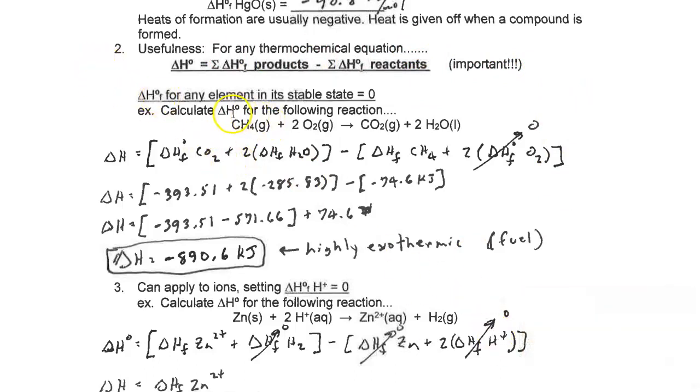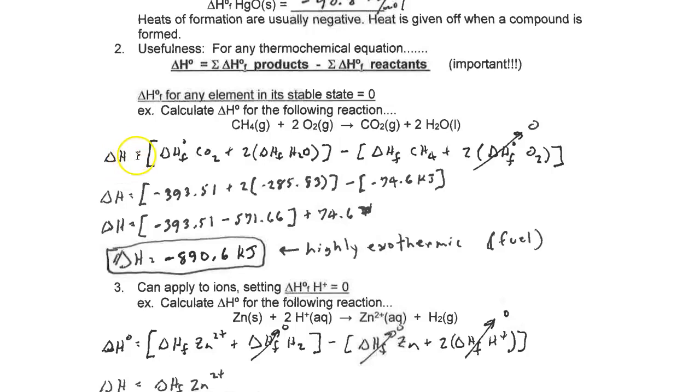Calculate delta H for the following reaction. I've got CH4, that's methane gas, that's natural gas, plus 2 O2 goes to CO2 plus 2 liquid waters. The state of matter does matter here, so be careful. Notice that we're not forming a compound from its elements' free states, but I can still use heats of formation here. So here's what we're going to do.